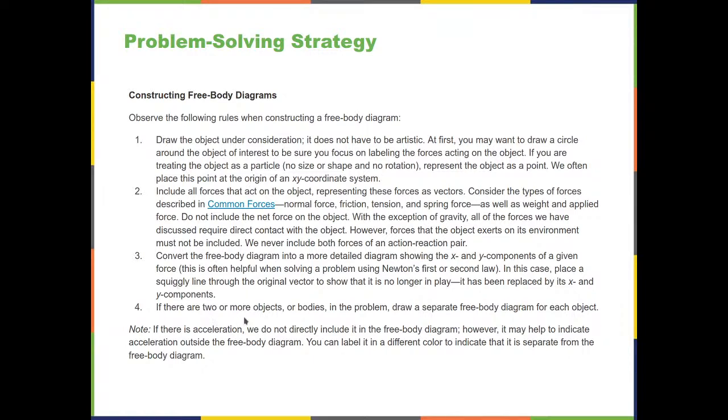And of course, if there's more objects, then you would have to draw a free body diagram for each of those objects separately if they are different systems that are interacting. For example, when we talked about the two blocks that were against each other in the problem on Wednesday. If there is an acceleration, we don't draw it as part of the free body diagram, but you can draw the acceleration vector separately from the free body diagram. And here they even suggest you can draw it in a different color.